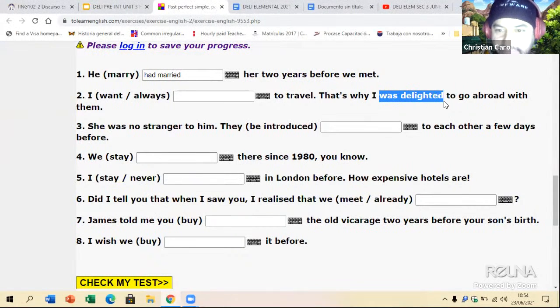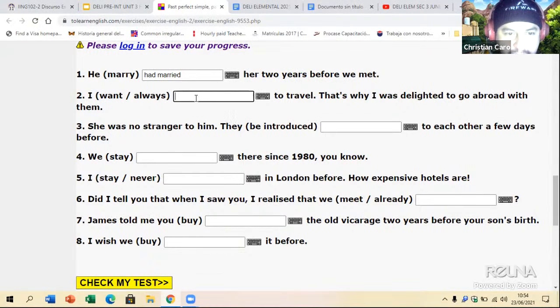Yes, here we have a passive voice, but simple past, basically. So, what's the first thing to put here? Tamara right away. Excellent. Had. Then we have to put the frequency adverb, which would be always. And then we have to choose whether it's continuous or simple. Tamara says simple. I'd always wanted to travel. That's why I was delighted to go abroad with them. Sounds good to me, right?